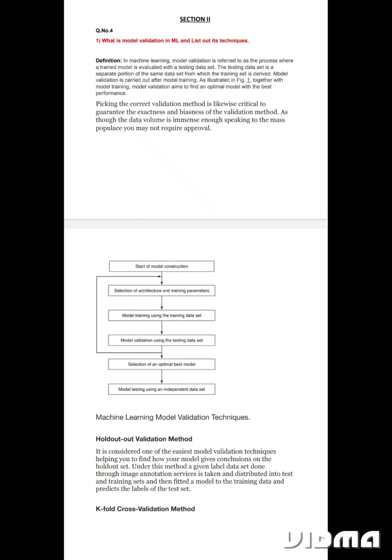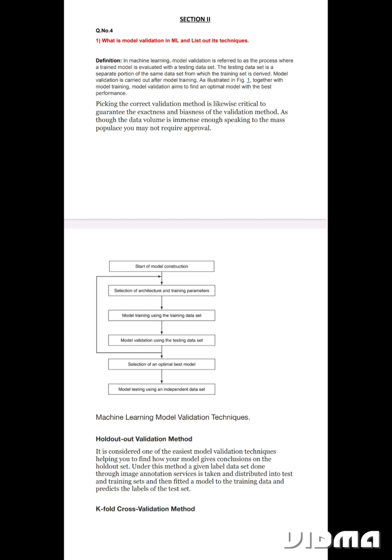Section 2, Number 41. What is model validation in machine learning, and list out its techniques. Definition. In machine learning, model validation is referred to as the process where a trained model is evaluated with a testing data set. The testing data set is a separate portion of the same data set from which the training set is derived. Model validation is carried out after model training, as illustrated in Fig. 1, together with model training.